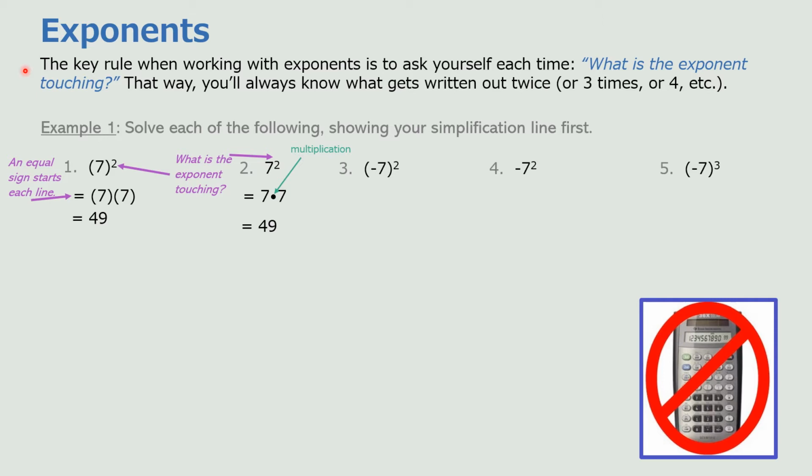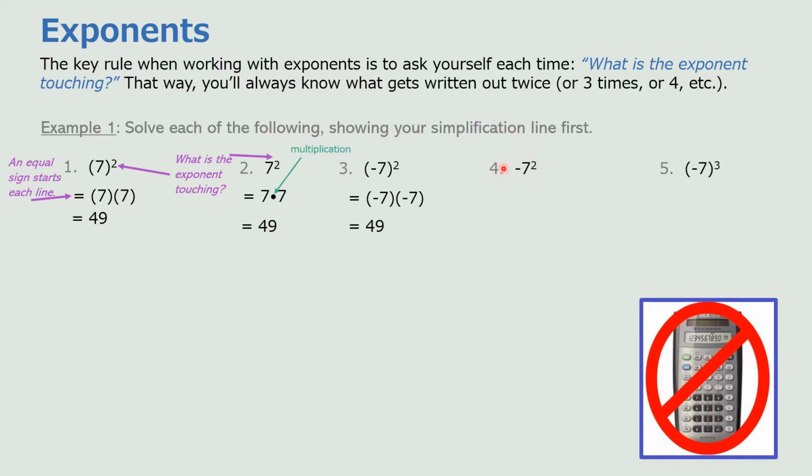Now what about number 3 here? What's the exponent touching? It's touching a bracket. So that whole bracket set has to get written out 2 times, including the negative because it was inside the bracket set. So what's negative 7 times negative 7? We get 49 again. Fourth one, negative 7 to the power of 2.